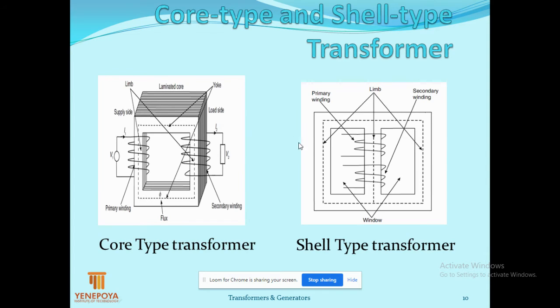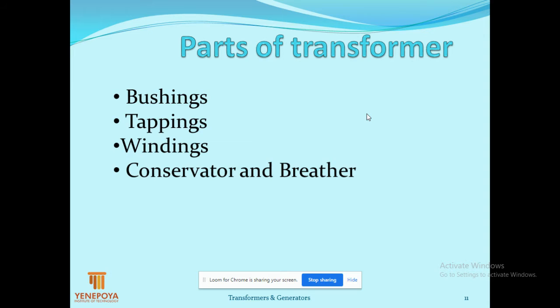This is the difference between core and shell type here. In the core type, the primary and secondary windings are on different limbs, primary separate and secondary separate. Here we have a single magnetic path, whereas in the shell type we have a double or multiple magnetic path. This is nothing but the difference between core and shell type of transformer. And these are the certain parts of a transformer: bushings, tappings, windings, conservator, tank, and breather.